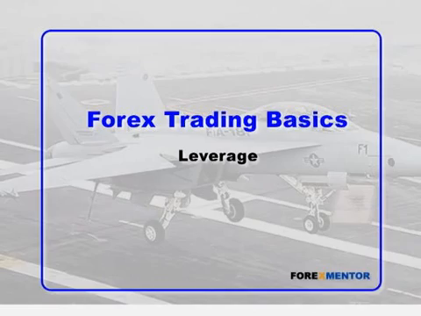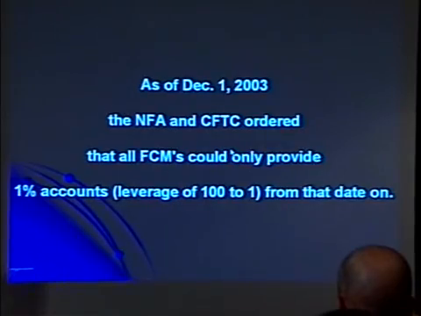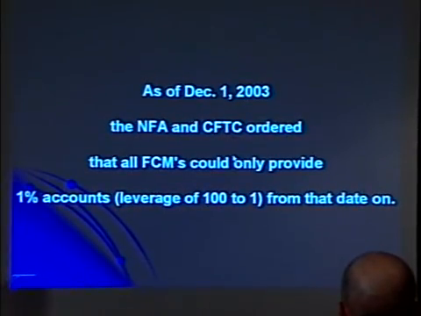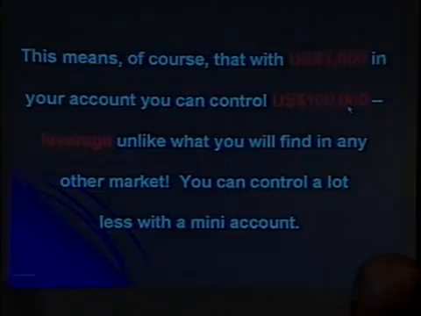As of December 1st, 2003, the NFA and CFTC declared that all futures commission merchants could only provide 1% accounts, which is 100 to 1 leverage from that date on. That's margin of 1%, which means that in a standard account, $1,000 would control $100,000.